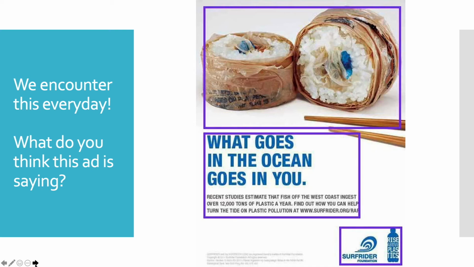In this case, the composer of this particular infographic is trying to tell us that there is research to suggest that fish off the West Coast ingest over 12,000 tons of plastic a year. So that is an appeal to the logos because they're providing evidence. Now, whether or not that is legitimate evidence, we don't know that. Us as the audience, we would look to find that out. But that is the composer's appeal to logos. That's an example.